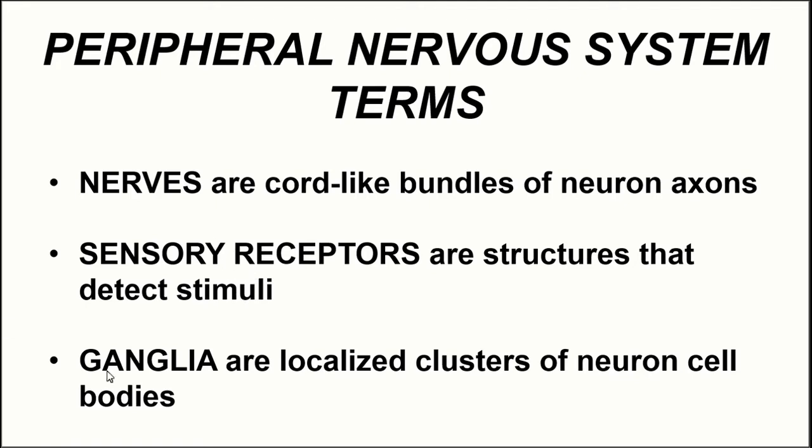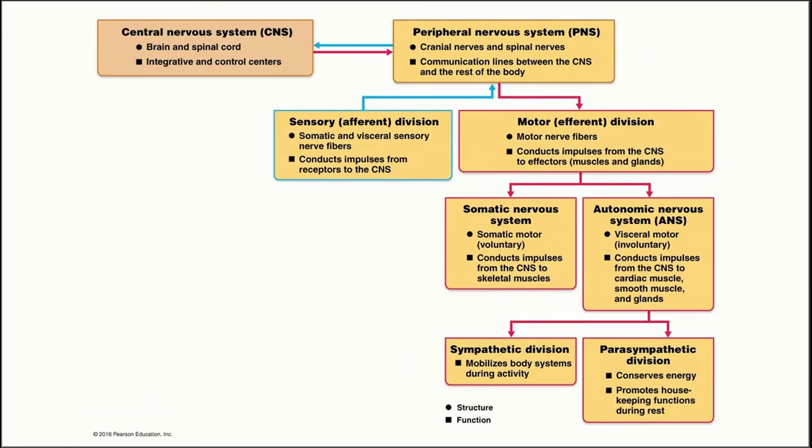And ganglia is a term that we use for localized clusters of neuron cell bodies that are in the peripheral nervous system. So these usually exist as little knot-like bulges in nerves and clusters of neuron axons and things like that, because these are where the cell bodies for those particular neurons are housed.